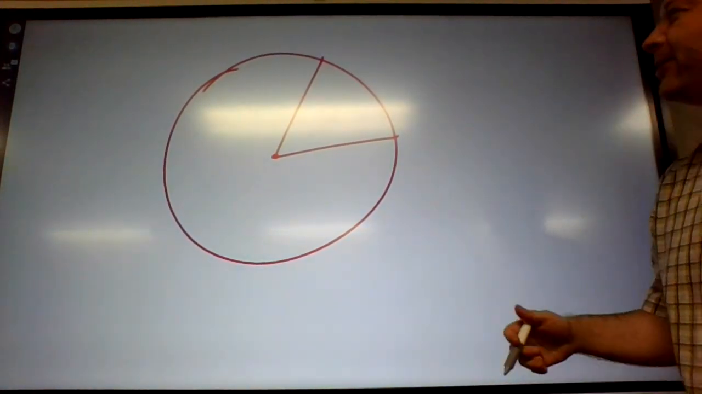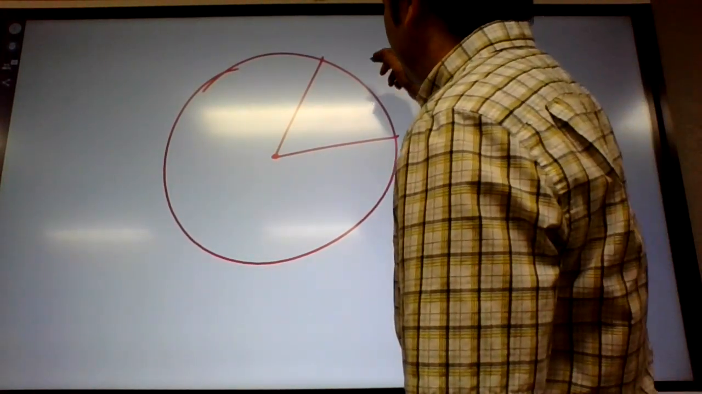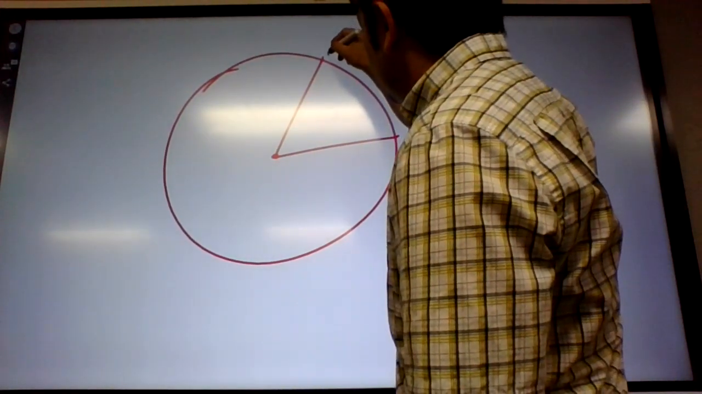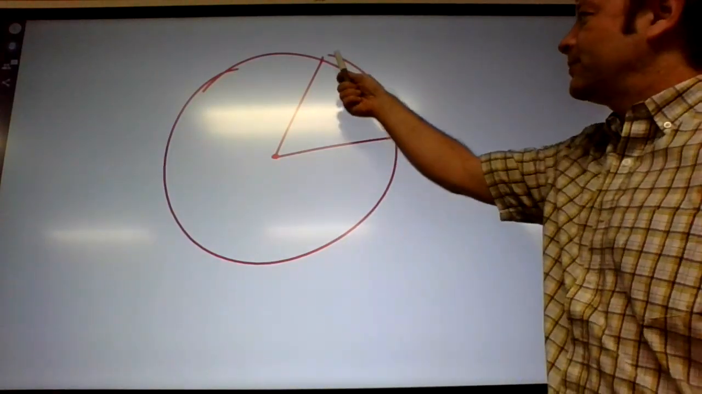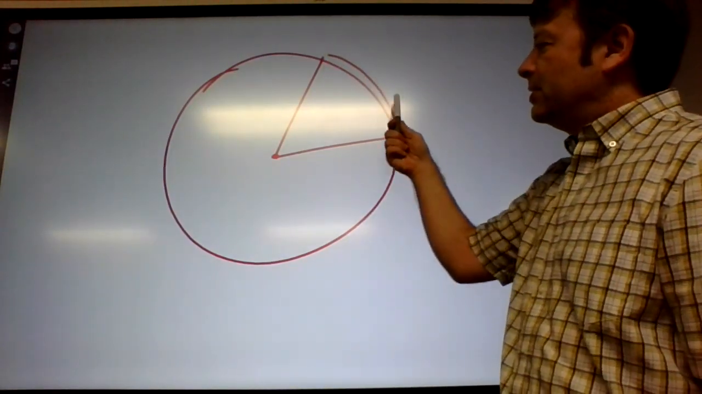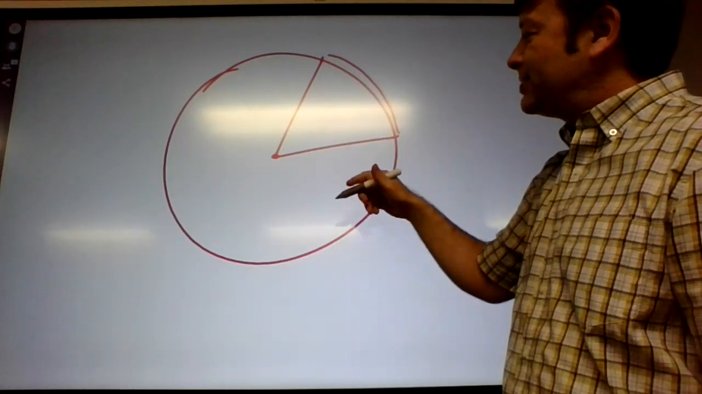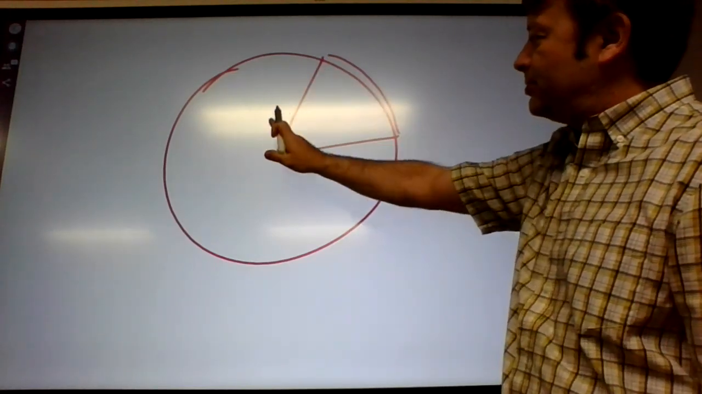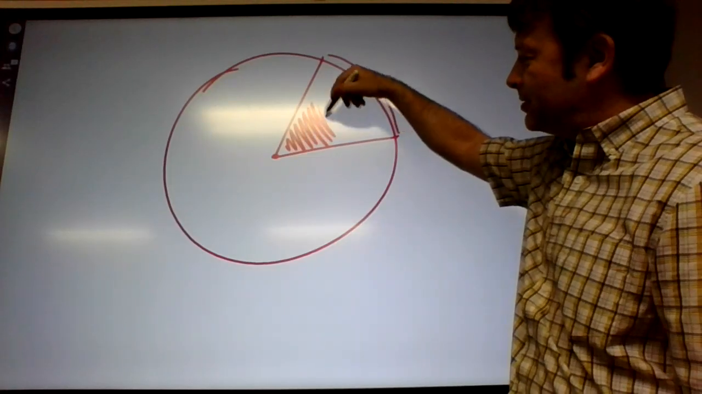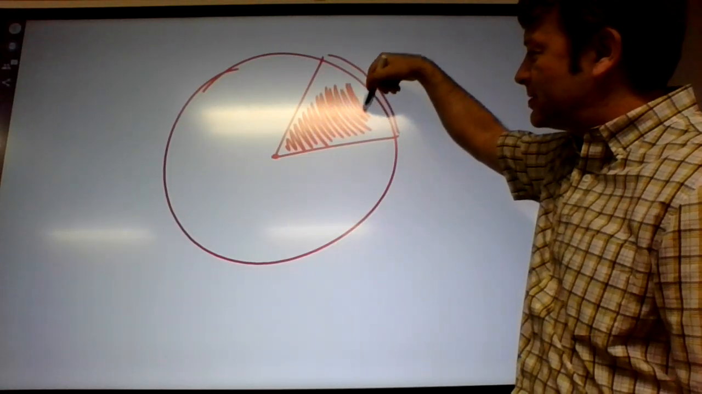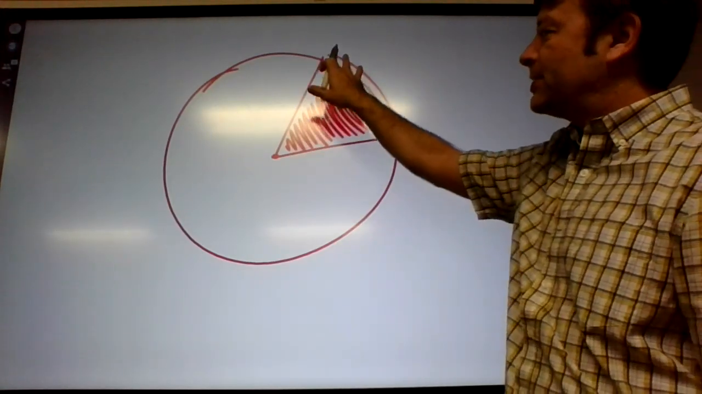This worksheet is about arc length and sector area. So arc length is like the crust. How long is it from there to there? These are arcs. And sector area. When you draw in a central angle like this, like the pizza or the pie itself, this is the sector.